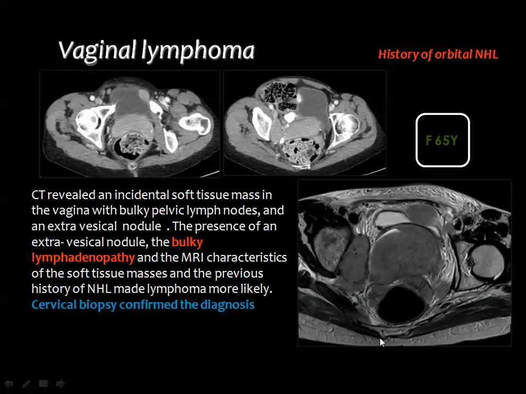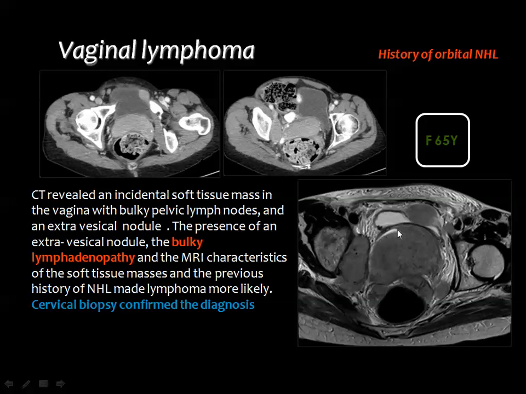And this is lymphoma of the vagina in a female patient with a known history of orbital non-Hodgkin lymphoma. Of course, the presence of lymphoma elsewhere in the body is usually a supportive finding for the diagnosis of lymphoma compared to other possibilities. Here, you see that the vaginal vault is involved by a mass, and this mass is homogeneously enhanced. Then if you look carefully, you see a big lymph node here on the left side, which is also better demonstrated in this MR image.